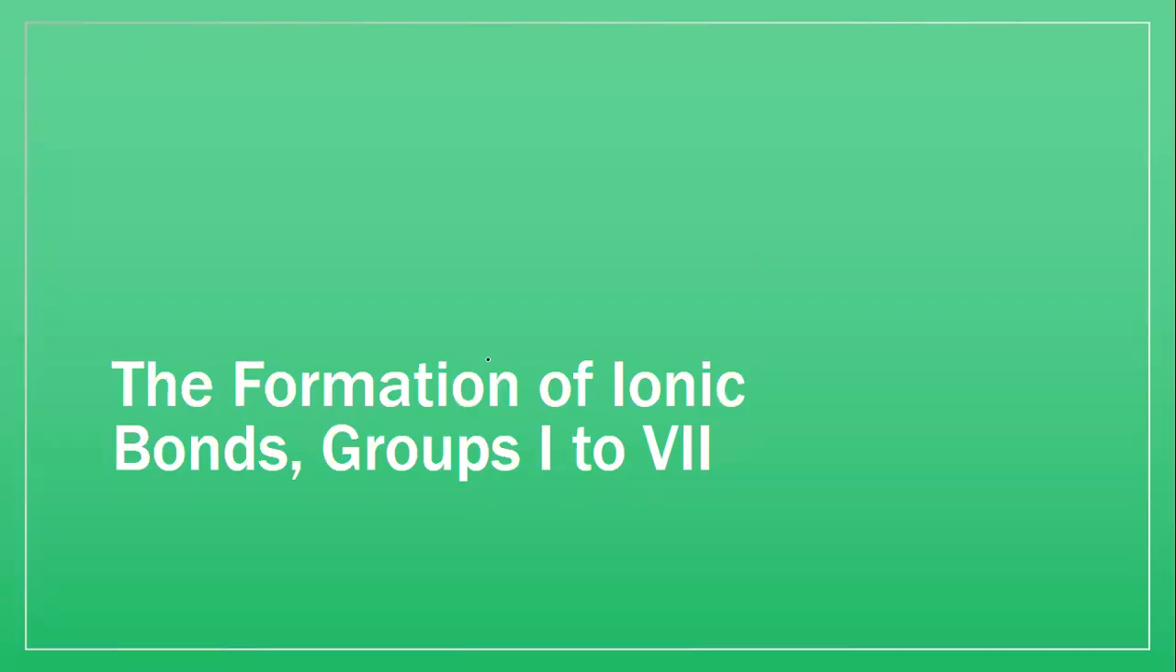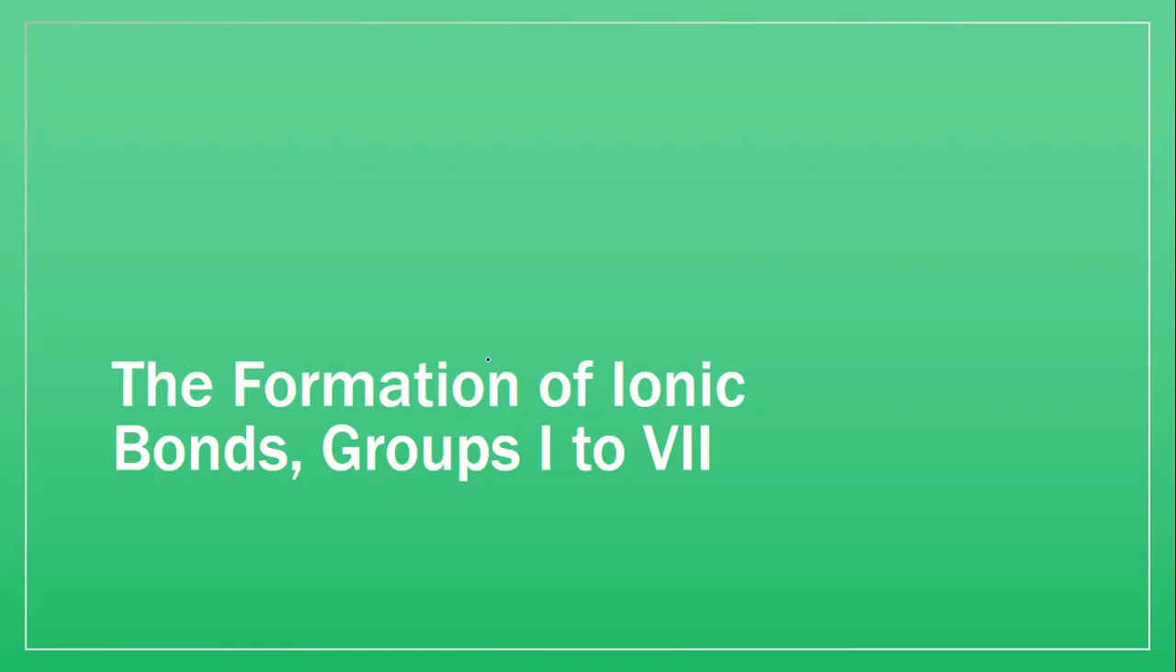Now we're going to talk. Now we know what ions are. Atoms are different, ions are different. In an atom, protons are always equal to electrons. In ions, the protons are not equal to electrons because ions are formed by either gaining or losing electrons. Metals always lose electrons, non-metals always gain electrons.